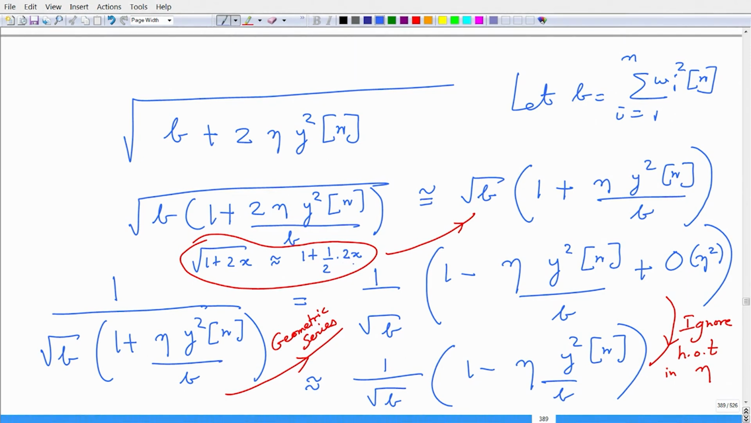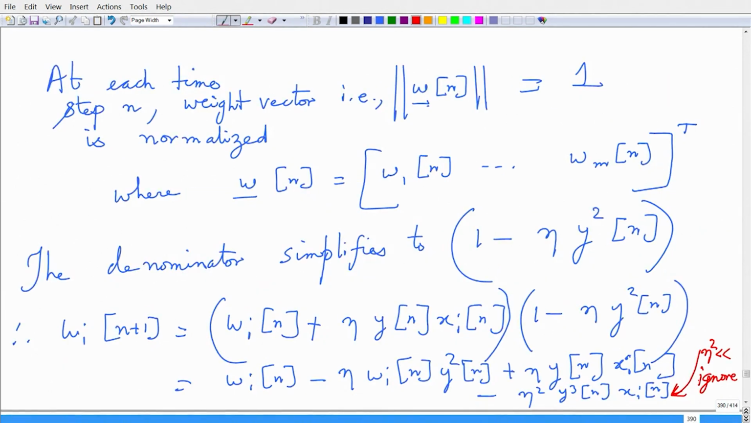Now, b is 1 because we are normalizing this, right. At every time step we are normalizing the weight vector. This is a very important detail. The norm of w(n) is 1 for all n. So, doing this simplification, the denominator simplifies to a quantity which is 1 minus eta times y square of n.